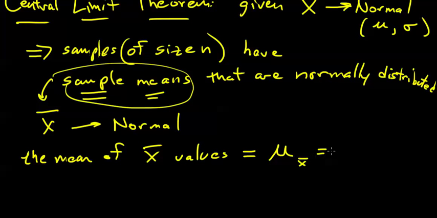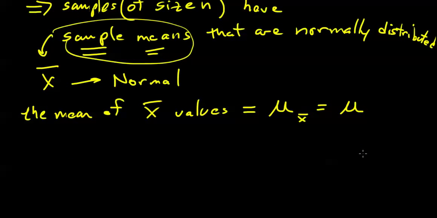And as we saw in our motivational discussion up above, the mean of the sample means will equal the population mean, the original population mean you're given. In other words, these distributions will peak at the same place.